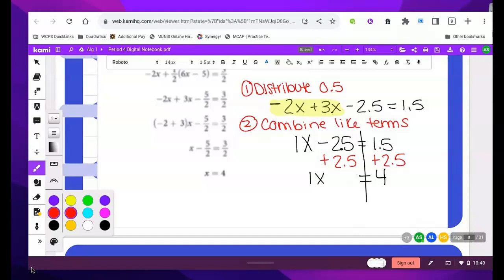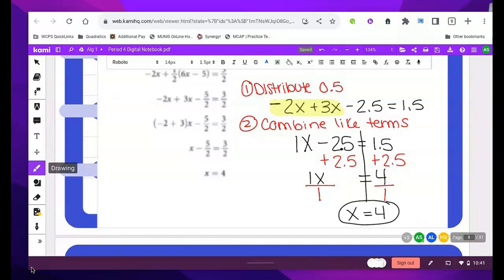And then one last step. Side by side, I need to divide. I'm doing divide by 1. We always divide by the number that's in front of x. So here, x is equal to 4 divided by 1, which is 4. So notice that our solution is 4.